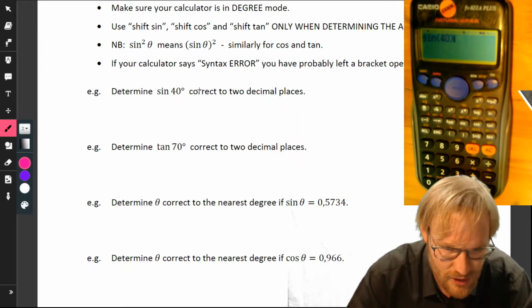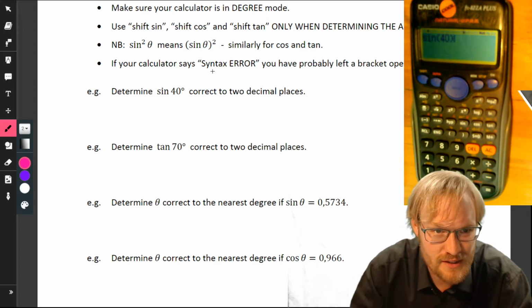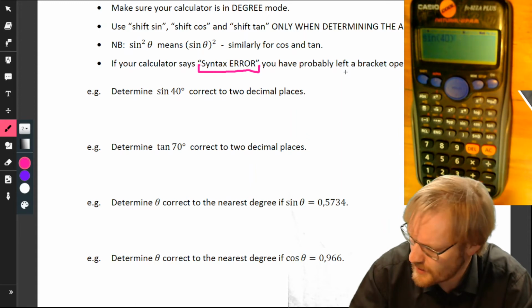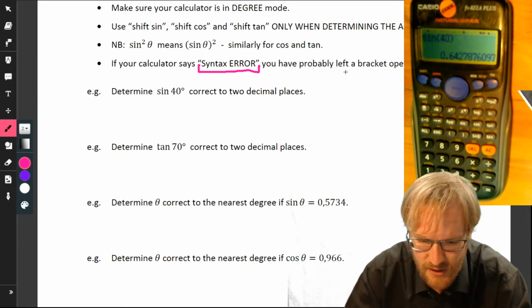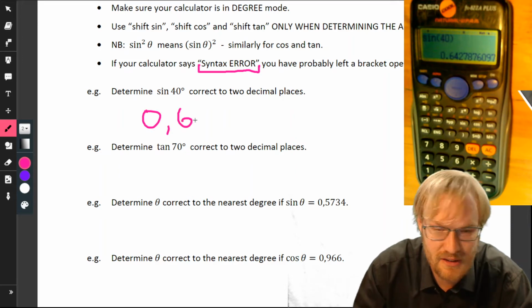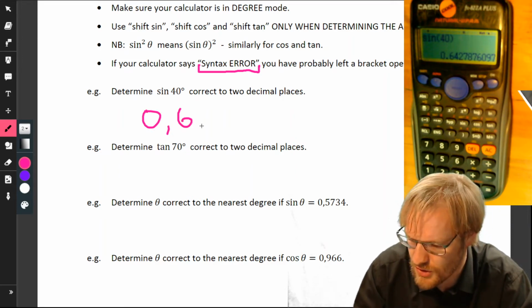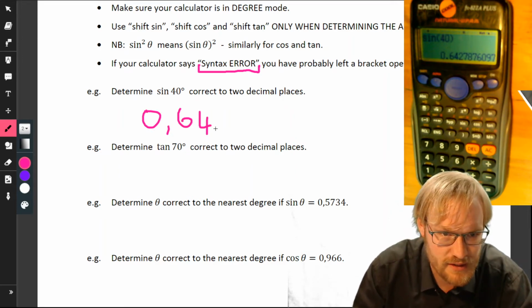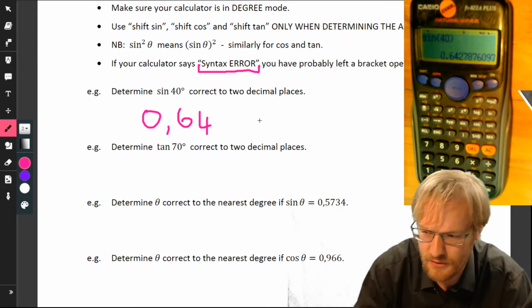Sometimes you leave a bracket open and it comes up with this that says here in the notes, this syntax error. Just make sure you close the bracket and you hit equals, and it says 0,64 what. So we're going to write in here 0,6. The one after the 4 is a 2, so therefore it'll stay 64. If it were 5 or above, we'd round up.